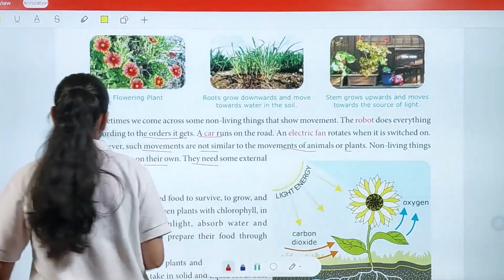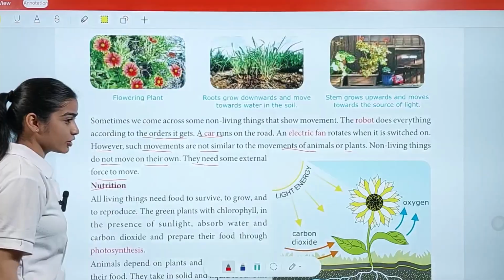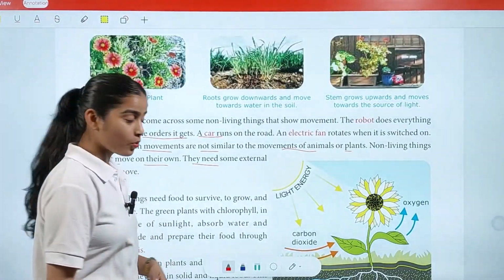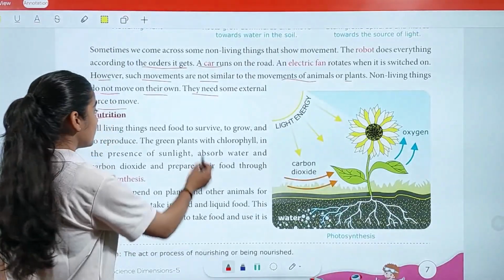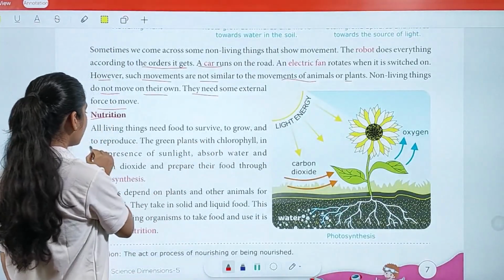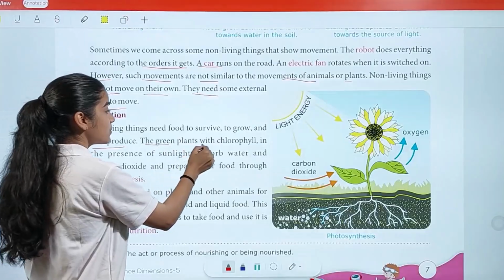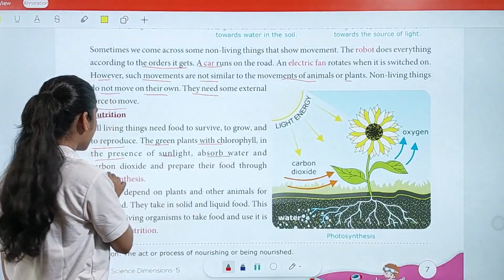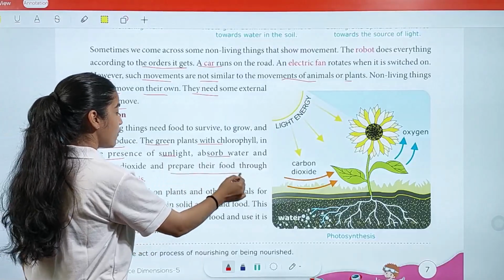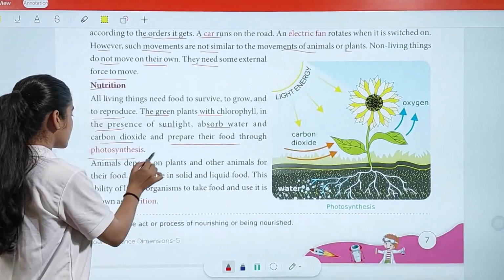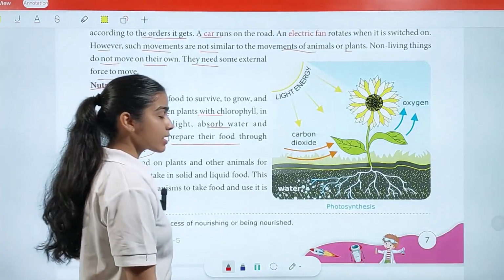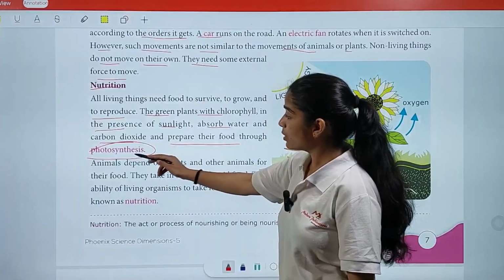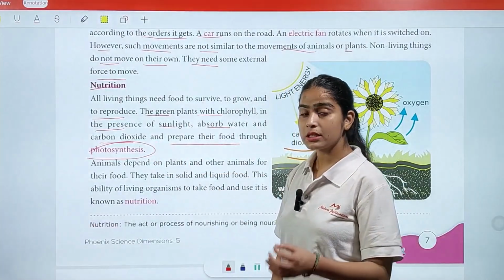Next we have the third characteristic, which is nutrition, because without nutrition you cannot move, without nutrition you cannot grow, right? All living things need food to survive, to grow, and to reproduce. The green plants with chlorophyll, in the presence of sunlight, absorb water and carbon dioxide and prepare their food through photosynthesis. So first we discuss the food cycle of a plant. They make their food with the help of photosynthesis. In this, what happened?